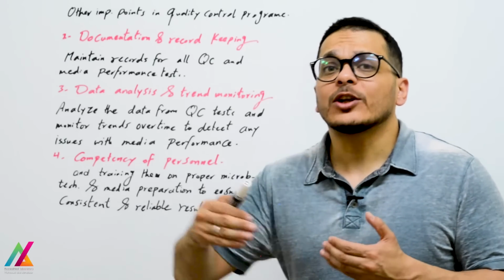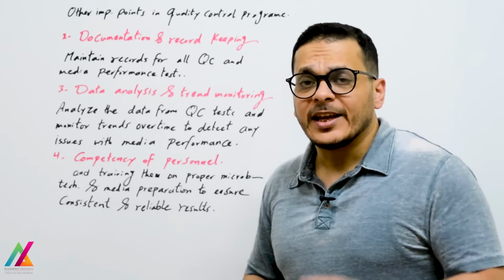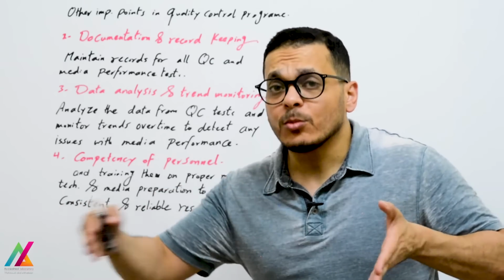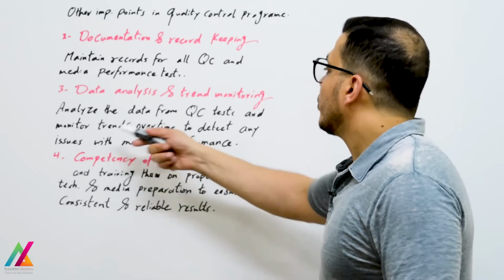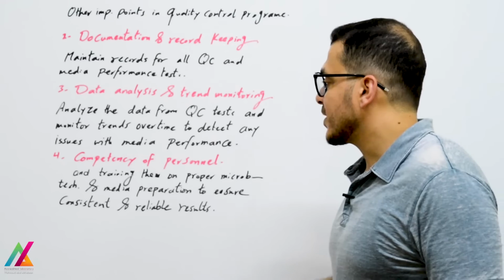What happened during the long time scale? What change happened during the long time scale? Is there any issue with the media performance over time or not? So monitor trends over time to detect any issues with the media performance.